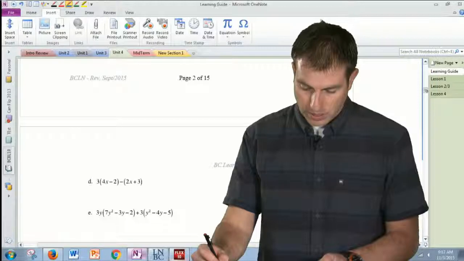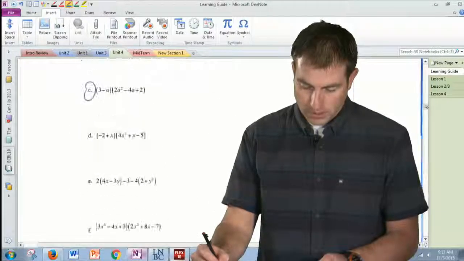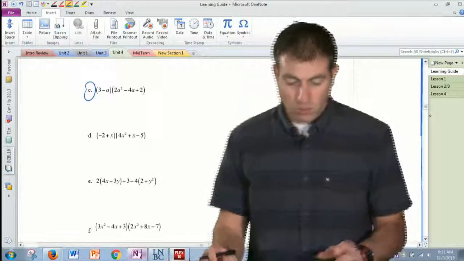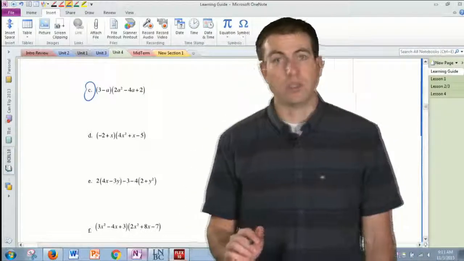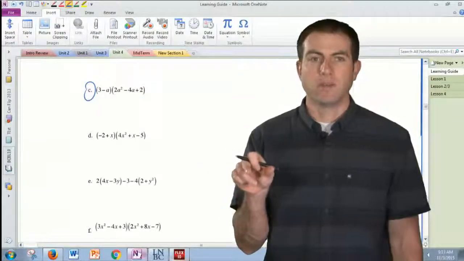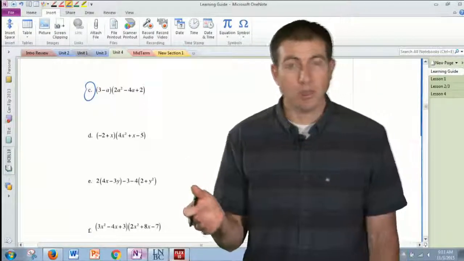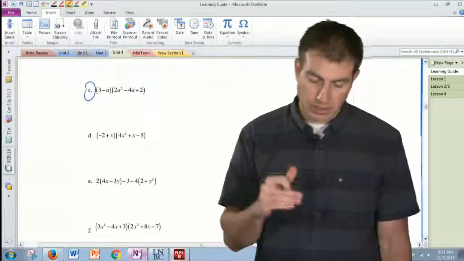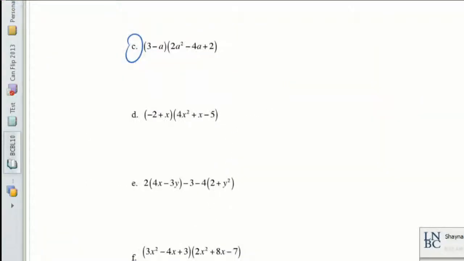All right, so the first thing we had was page 4, number C here. When we were expanding these, what we're going to do is multiply everything in the first bracket by everything in the second bracket. Now, if we have binomials, we can use the acronym FOIL. But in this case, we don't have binomials. We have a binomial and a trinomial. So we're going to take this 3, multiply everything in the second bracket by the 3, and then take the negative a, and multiply everything in the second bracket by the negative a. So maybe I'll stick with these 2 colors here.